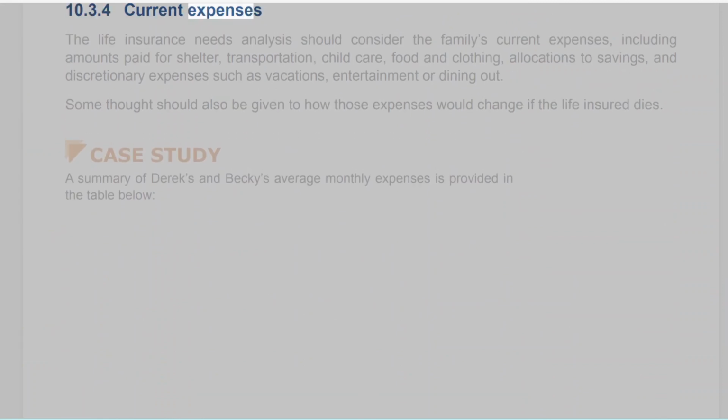10.3.4 Current expenses. The life insurance needs analysis should consider the family's current expenses, including amounts paid for shelter, transportation, child care, food and clothing, allocations to savings, and discretionary expenses such as vacations, entertainment, or dining out. Some thought should also be given to how those expenses would change if the life insured dies.